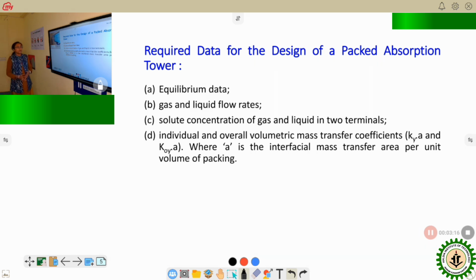Now, there are some required data. Some data are required when we are going to design an absorption packed column. So these data are equilibrium data for a particular operation, then gas and liquid flow rates, and the concentration of solute at the inlet and outlet for both gas as well as liquid phase. And two individual as well as overall volumetric mass transfer coefficients are two important mass transfer parameters we need to design the packed column. Okay.